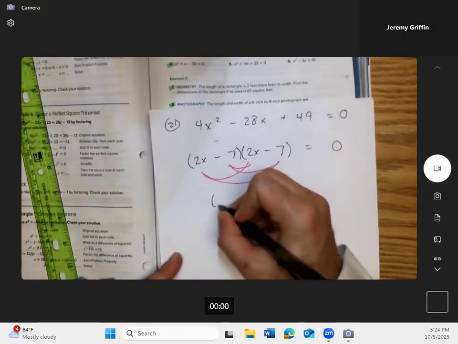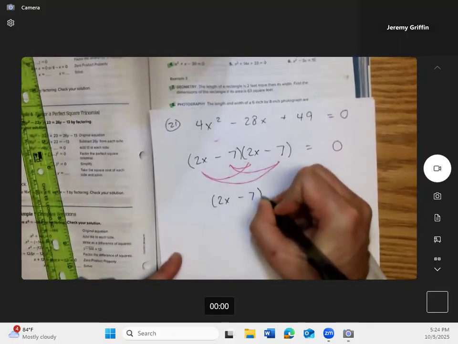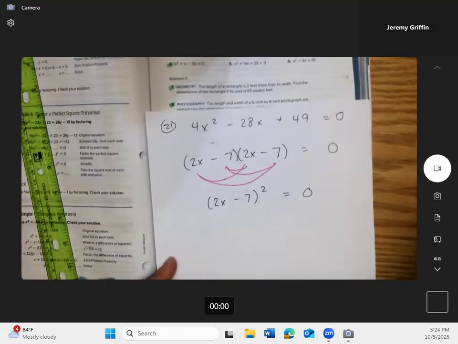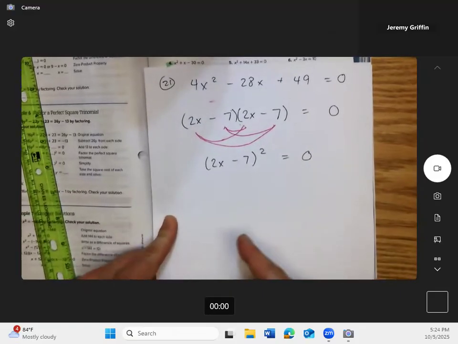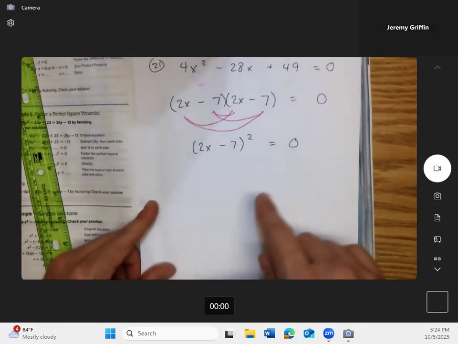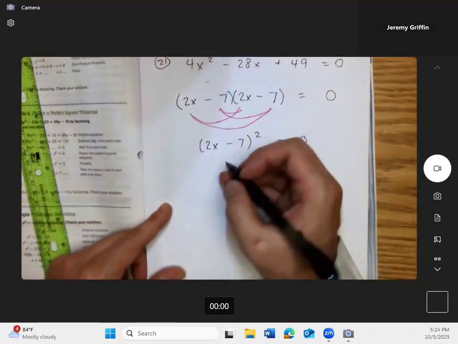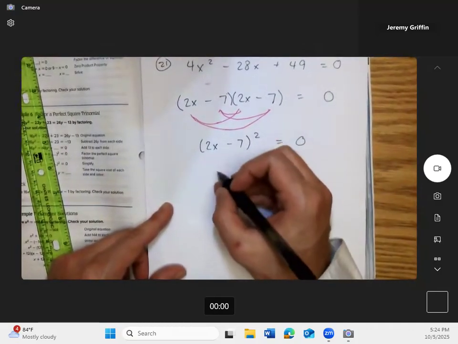So this is the same thing as 2x minus 7, quantity squared equals 0. Ooh, so now there's only going to be one solution. If you graph this, this would look like a parabola where the vertex touches the x-axis. Here, I'll show you guys. I'll make a little graph after I finish this off.